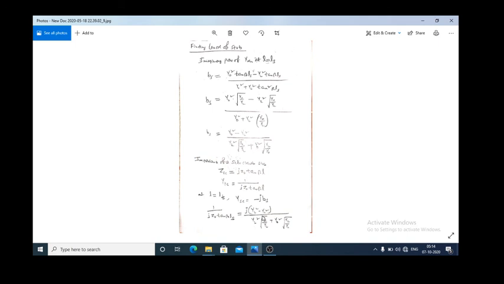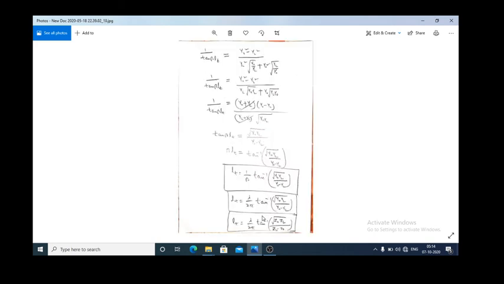So 1 by j Z naught tan beta Ls is equal to minus j times the quantity YL square minus Y naught square divided by the corresponding denominator. By solving this equation, in this case L becomes LT, and finally you get LT equal to 1 by beta tan inverse square root of Y naught by the quantity YL minus Y naught. So beta is equal to 2 pi by lambda. Substituting in place of beta, you get LT equal to lambda by 2 pi tan inverse square root of Y naught by the quantity YL minus Y naught. So this is finally the length of the stub. Previously we derived the location of the stub. Thank you.